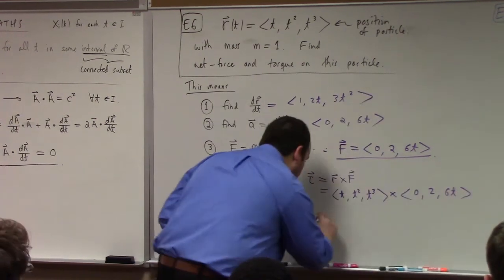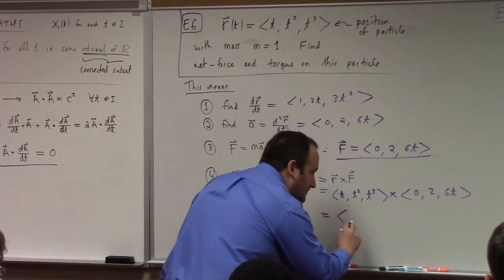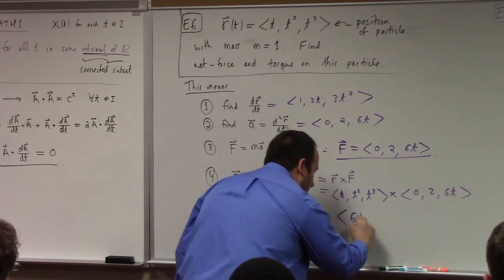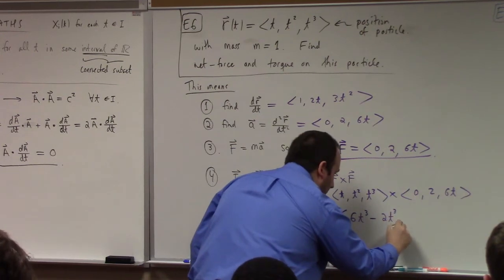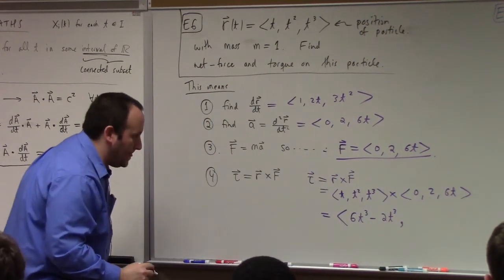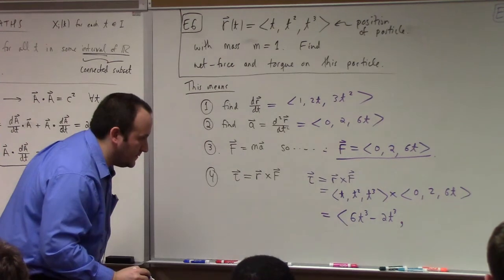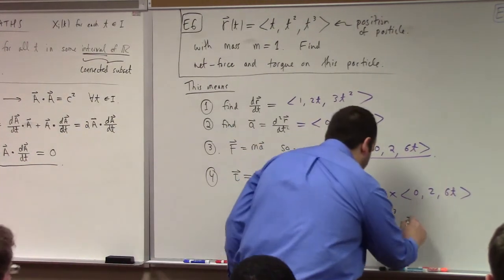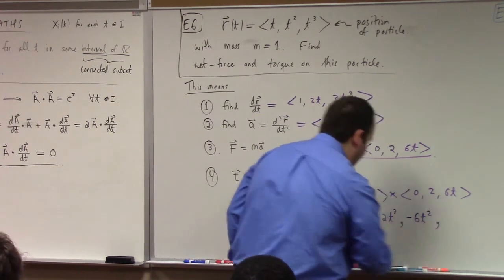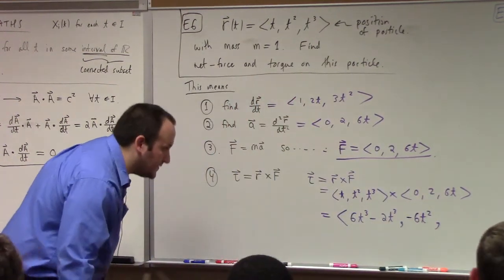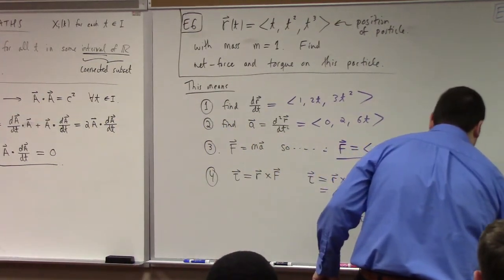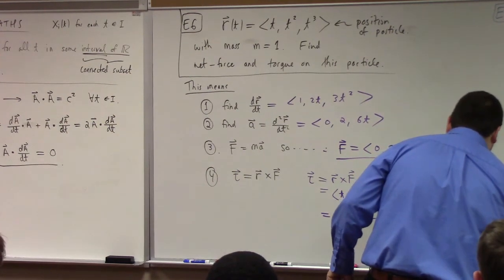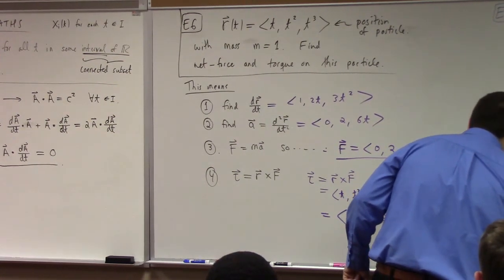What do we get? 6t cubed minus 2t cubed. 0 minus 6t squared. Minus 6t squared. Yeah. 2t. So in other words, we get 4t cubed, minus 6t squared, 2t.